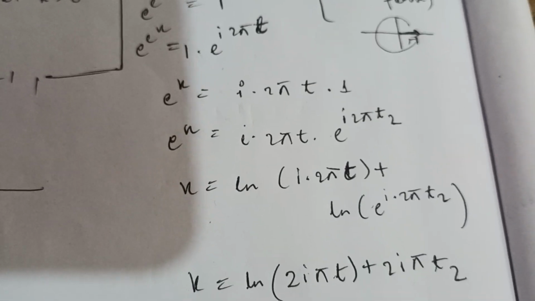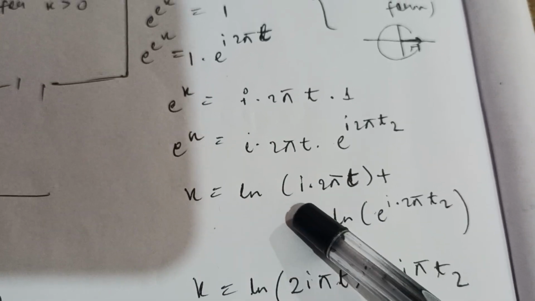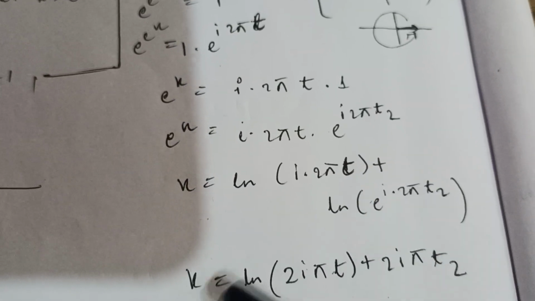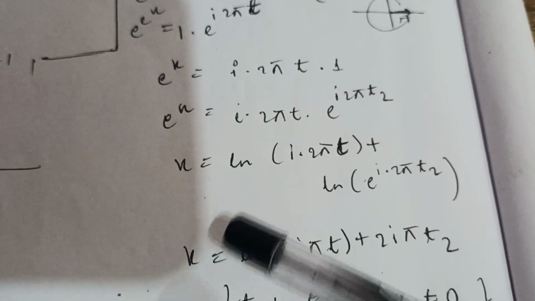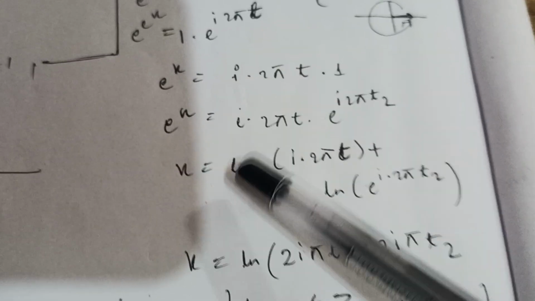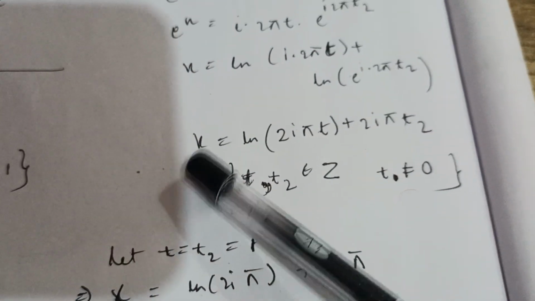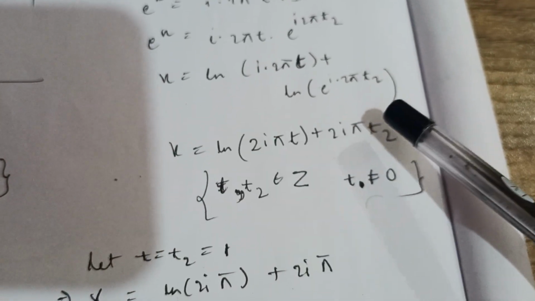Now taking ln on both sides, you will get x is equal to ln of i into 2 pi t plus ln of e to the power i 2 pi t2. Okay, now you know the property that ln a plus ln b gets multiplied. So this is multiplying first part, second part, so I am separating it. These are basic techniques. So now x equals ln of this plus 2 pi t2.